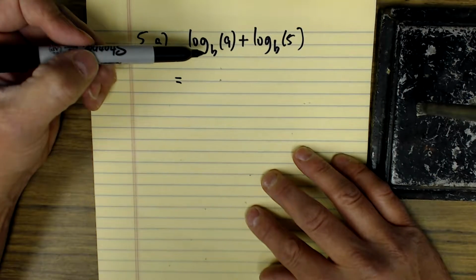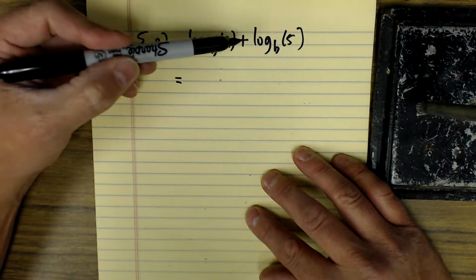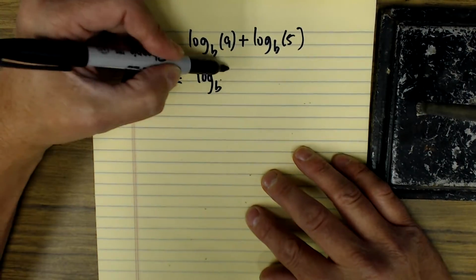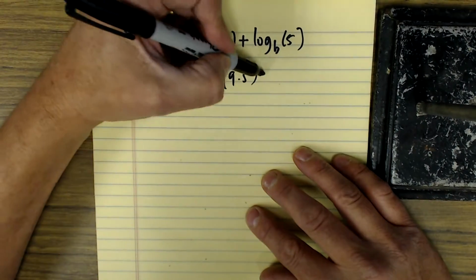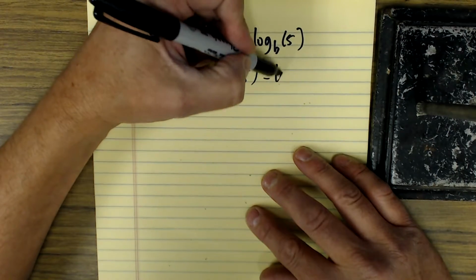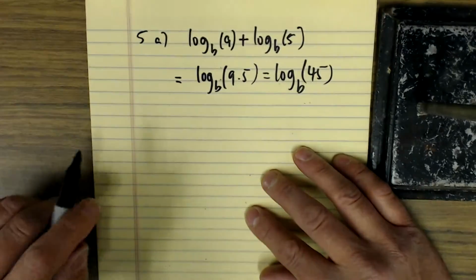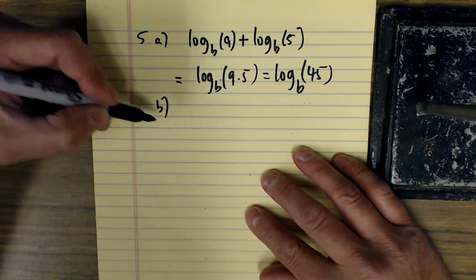So this is going to be the product property, which just says if you have logarithms that are being added, then you just take and multiply the insides together and make a single log. Okay, so that's fairly easy. All right, now we're going to do this one.